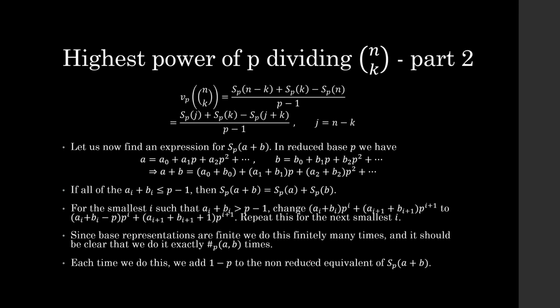So each time we do this, we're adding 1 minus P to the non-reduced equivalent of S_P(A) plus S_P(B), right? If I consider the addition of all these digits, every time I do this process, I'm changing it by 1 minus P, because I added 1 here and I subtracted a P there. So every time I do it, I'm going to add 1 minus P to the sum of these digits, right? And the sum of these digits starts out as S_P of A plus S_P of B. So then every time I'm going to add 1 minus P, and I'm going to do this #P of AB times. So hence S_P of A plus B is going to be S_P of A plus S_P of B, plus #P of AB times 1 minus P, because that's how many times I do this.